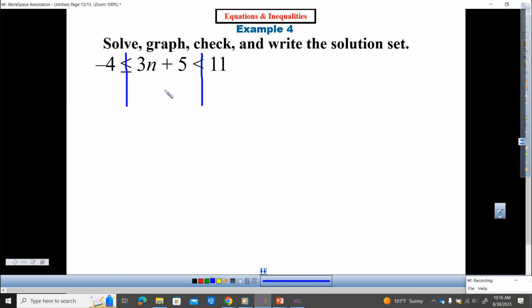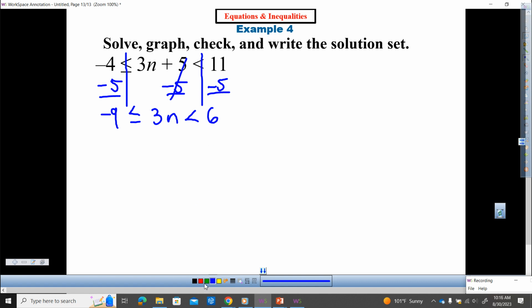Leave the variable by itself. Tell your neighbor what to do here. Where do we start? What do we do there, Trinity? Subtract 5 to all sides. Subtract 5, subtract 5, subtract 5. We end up with -9 less than or equal to 3n less than 6.